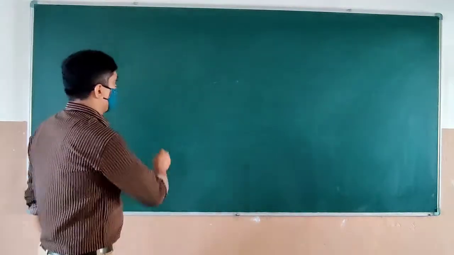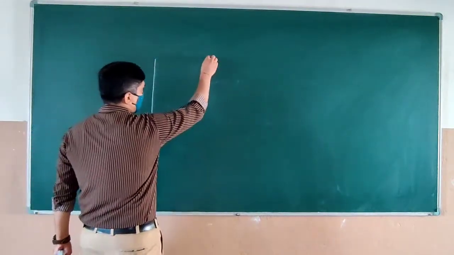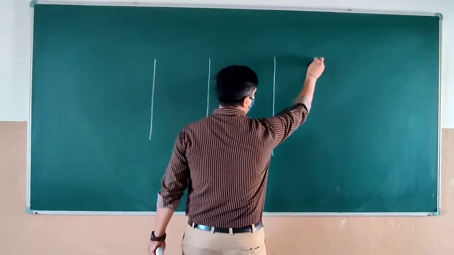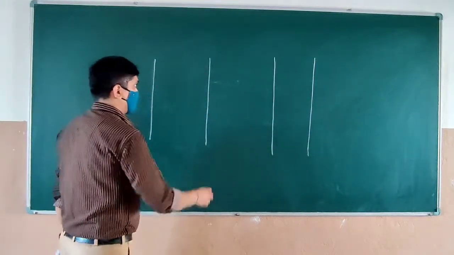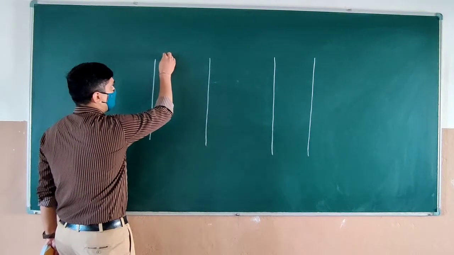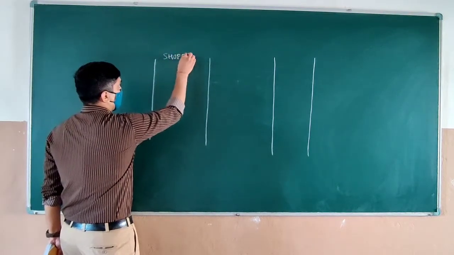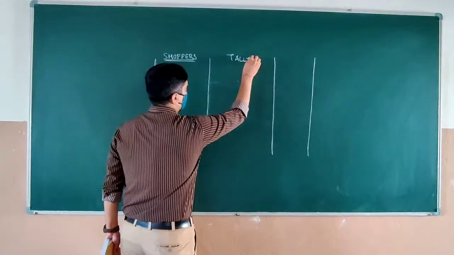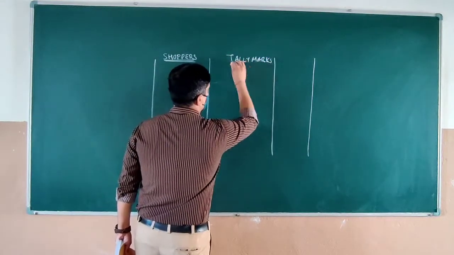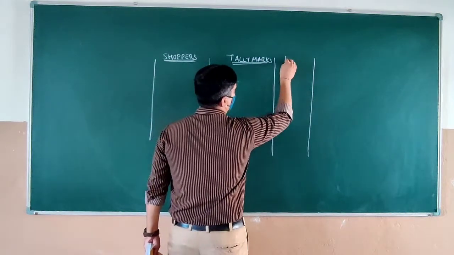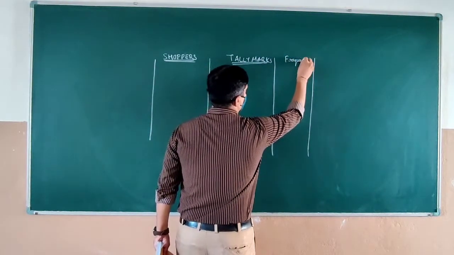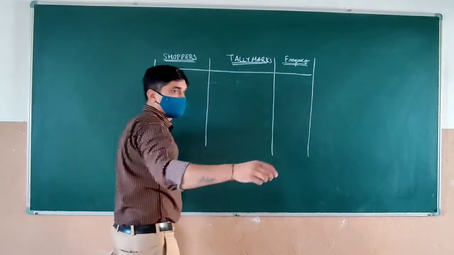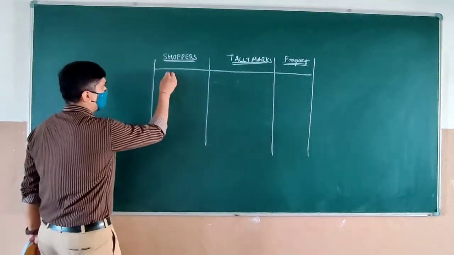Okay, so one student will dictate to me what the data is, and then I will put it here. First of all, the shoppers, tally marks, and frequency. Okay.